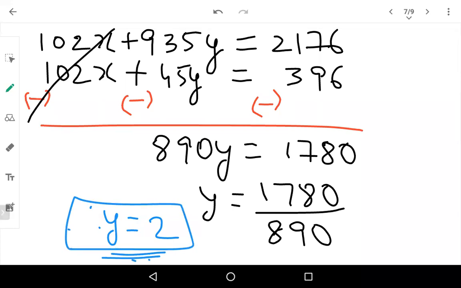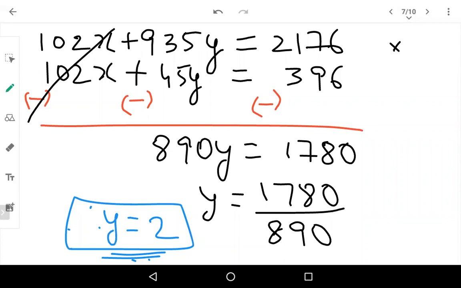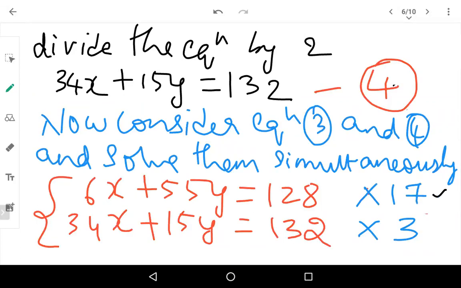Everybody understood till here? Any doubts? y is equal to 2. Okay. Now let us substitute y in any one of the equations. So substitute y is equal to 2 in equation 3. Now equation 3 means we have to take the original equation. Don't take this equation. Take this equation here: 6x plus 55y is equal to 128.